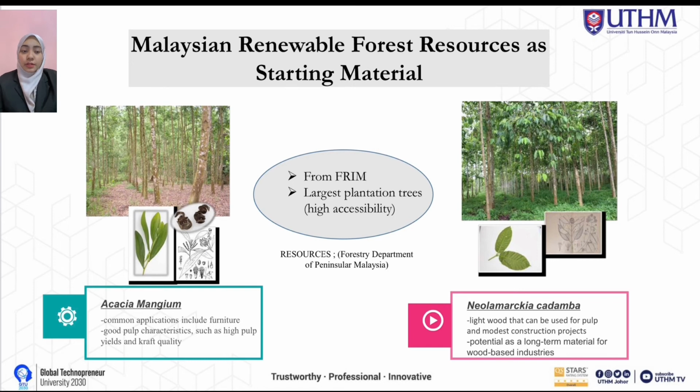Acacia mangium, according to the Forest Department of Peninsular Malaysia, can reach a height of 30 meters. Its common applications include the production of cabinets, door framing, molding, light construction, and pulp for paper. It can be used to make furniture, cabinets, and more. It is also utilized in the pulp and paper industries, as it has good pulp characteristics and produces paper with good optical, physical, and surface properties.